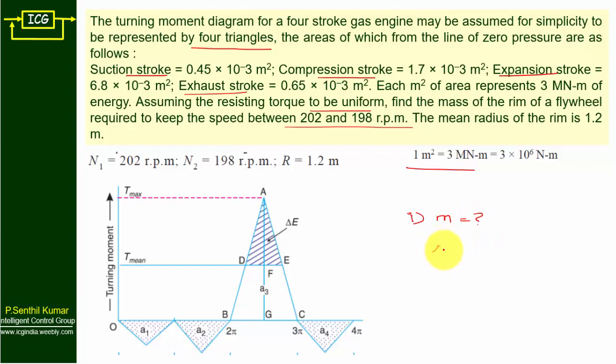Usually we find del E equal to I omega squared Cs. Here we will find I. So I equals m k squared. Again, by substituting the values, we need to find the value of M.